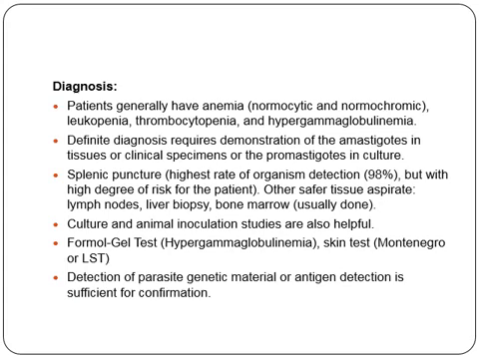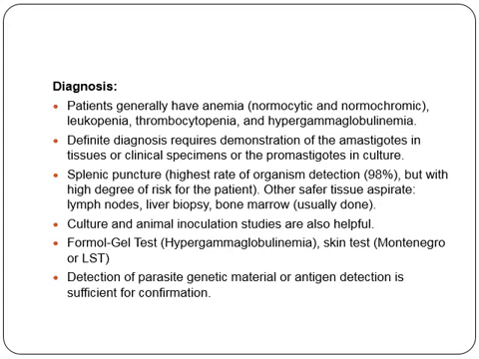Diagnosis: patients generally have anemia, which is normocytic normochromic anemia, leukopenia, thrombocytopenia, and hypergammaglobulinemia. This is by the ordinary investigations we can do for everyone. The definite diagnosis is to demonstrate the amastigotes in tissues and/or clinical specimens, or the promastigotes in culture.